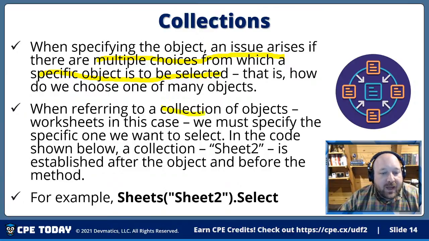When referring to a collection of objects in worksheets for this example, we have to specify which one we want. It's always better to be as specific as we can with Excel rather than being broad. The broader we make it, the more ambiguity gets injected in our code, and the higher the chance that we're going to get a false positive for what we want. So in the code shown below, sheet 2 is established after the object but before the methods. In this instance, we're telling it, look at the worksheets, specifically sheet 2, and then select sheet 2. That allows us to narrow it down from many into one.